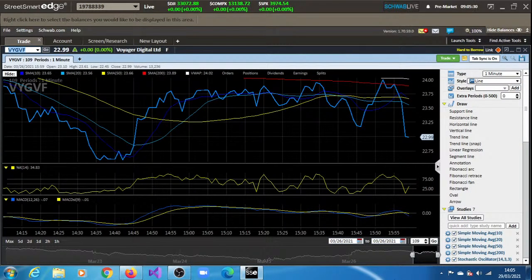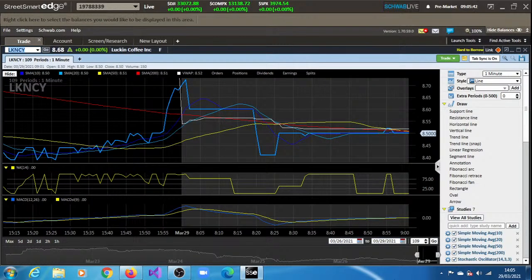Voyager Digital Limited is unchanged at the moment. Luckin Coffee is unchanged. We can see it's actually slightly extended in this pre-market, reached $8.723, but it's retraced, moved sideways, retraced further, sideways and extended, but it has just been trading sideways for the best part of 35 minutes now or thereabouts.